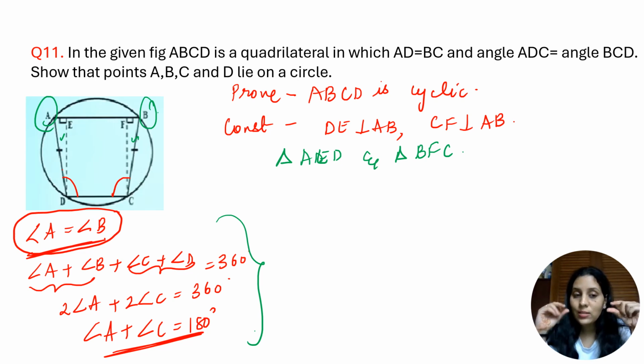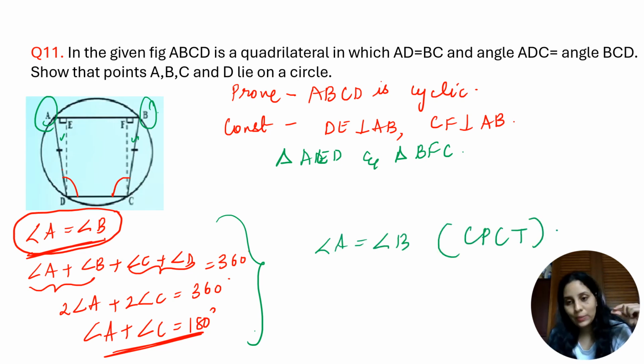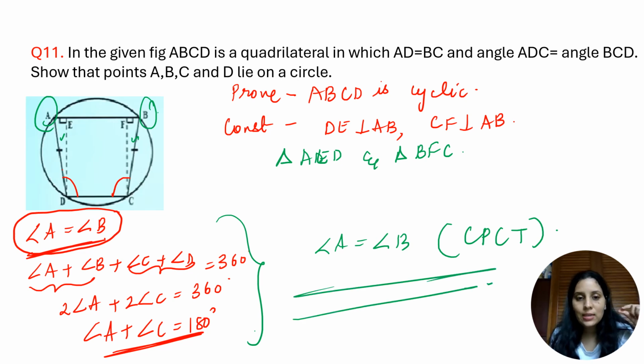So now this is your homework. I want you to prove AED congruent to BFC. Once you prove them congruent, angle A will be equal to angle B by CPCT. So if you get this, then here is your solution. I hope these questions are clear. These are very important and most repeated questions. So if you are thorough with these questions, I know you will crack the circles chapter, very sure.